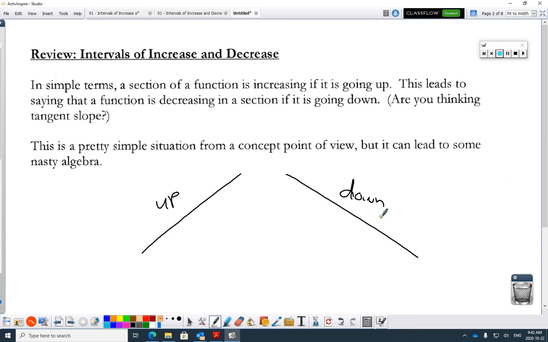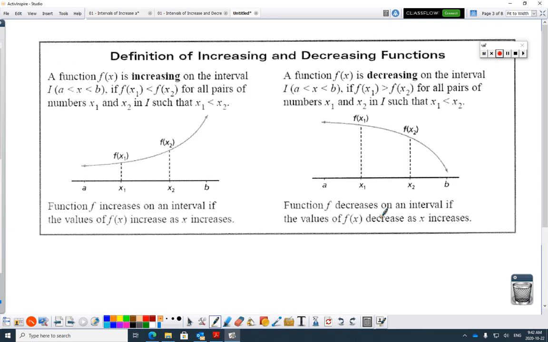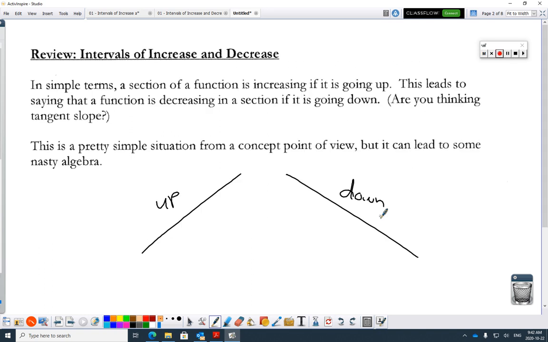The algebra in calculus is horrific. You've been finding that out. Some of the algebraic and geometric implications here, there's all sorts of stuff to know from previous grades and tying stuff all together. But the calculus is beautiful. The calculus says when the derivative is positive, we're going up. When the derivative is negative, we're going down. That's simpler. This is pretty simple from a concept point of view. I put that right in the notes. But it can lead to some nasty algebra, which we've already found out about nasty algebra.